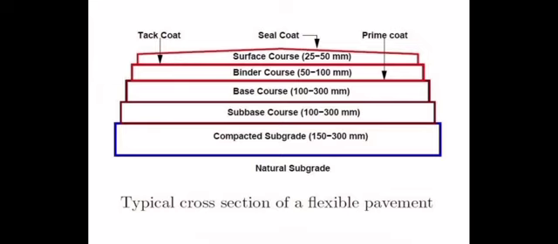Here there is prime coat, tack coat and a seal coat. Prime coat is in between binder course and base course. Tack coat is in between surface course and binder course. There is a seal coat also on the top.